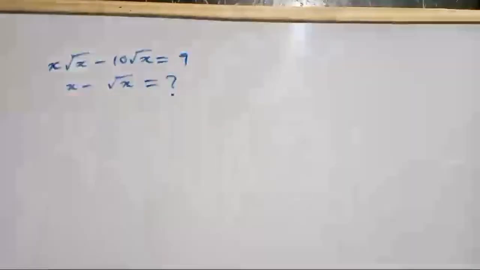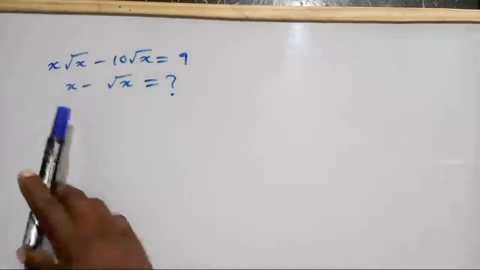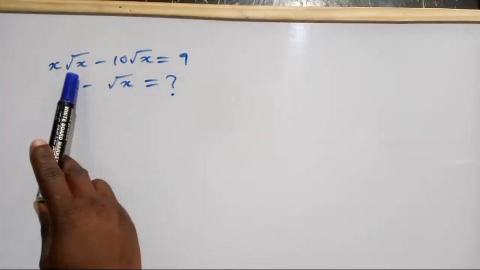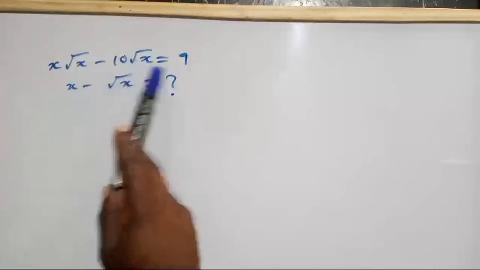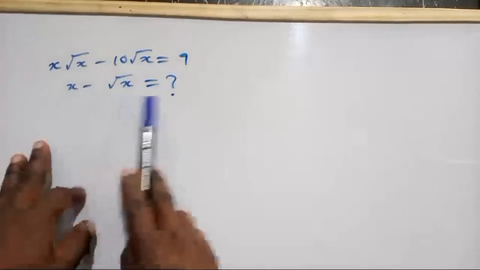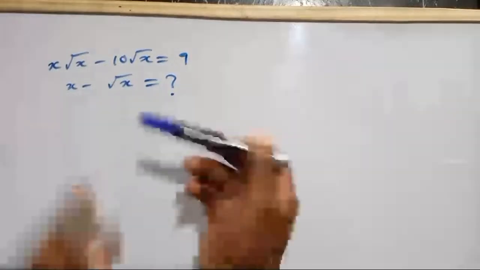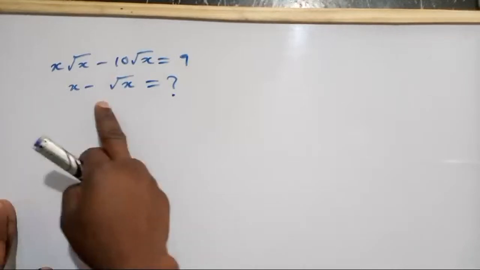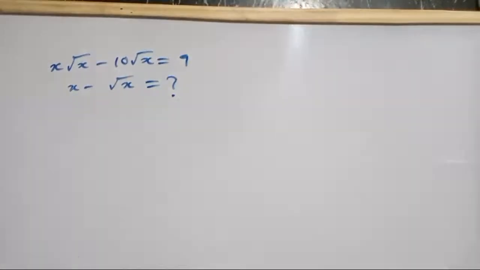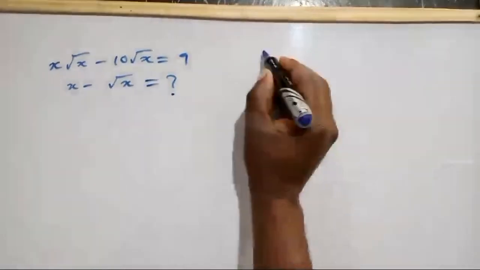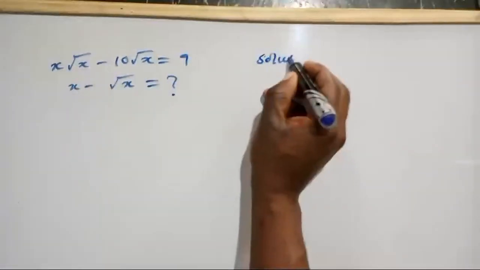The extraneous solutions, and we have these questions: x root x minus 10 root x, which is equal to 9, and we have to find x minus root x, which is equal to question mark. So we have to find what x minus root x is equal to. So now for the solution, let's get started.